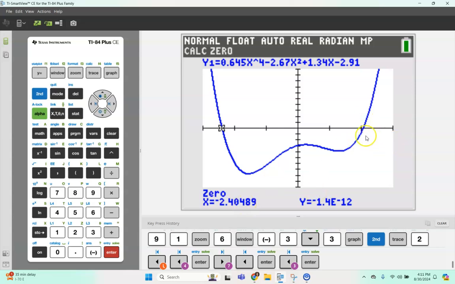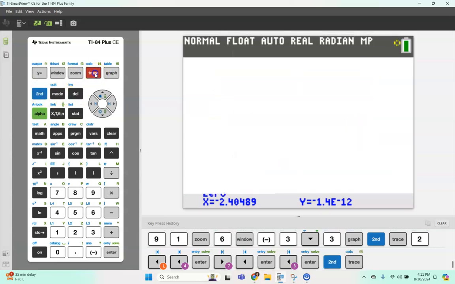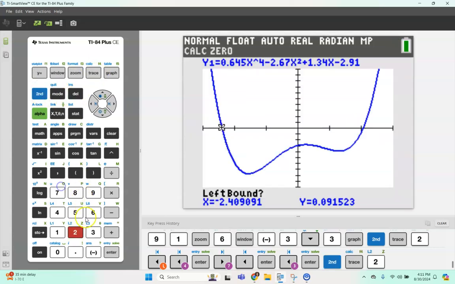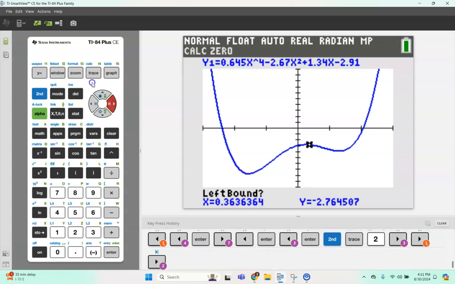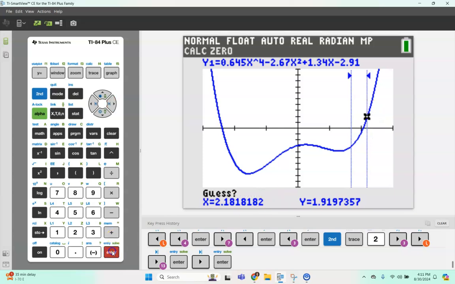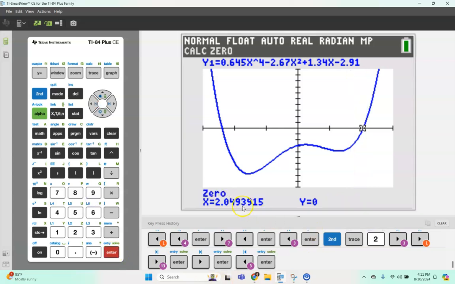Now let's try to find the zero on the right side. Second calc, number two. So now you're going to move all the way to the right. So you want the left bound. You want the left of this zero. That's good enough for me. Hit enter. I'm going to go to the right side, right bound of that. So I just gave the calculator a window where to find the zero. There we go. That's my guess. Once again, you want to round to the thousandth. So it's going to be 2.049.